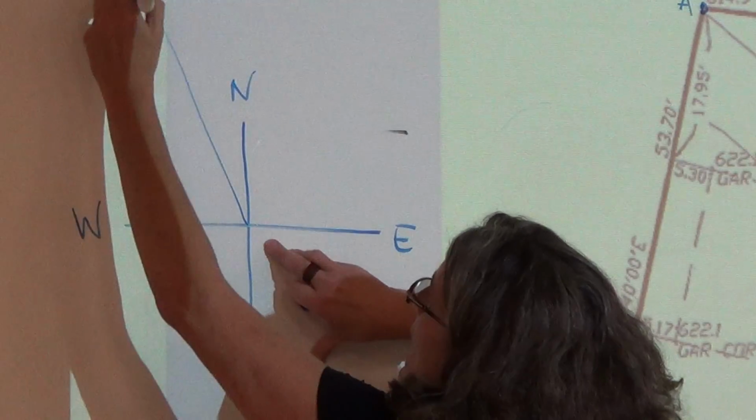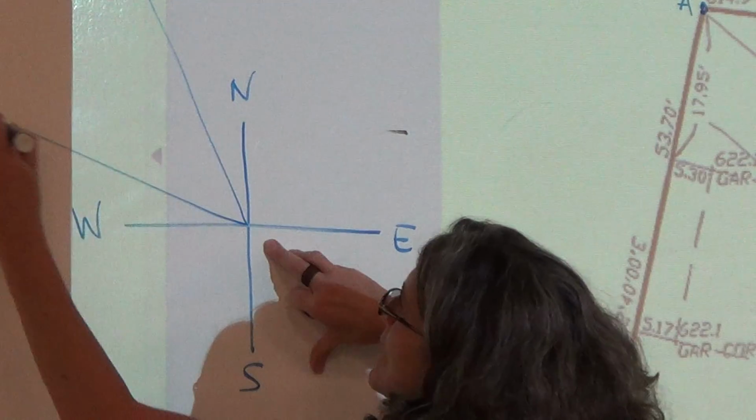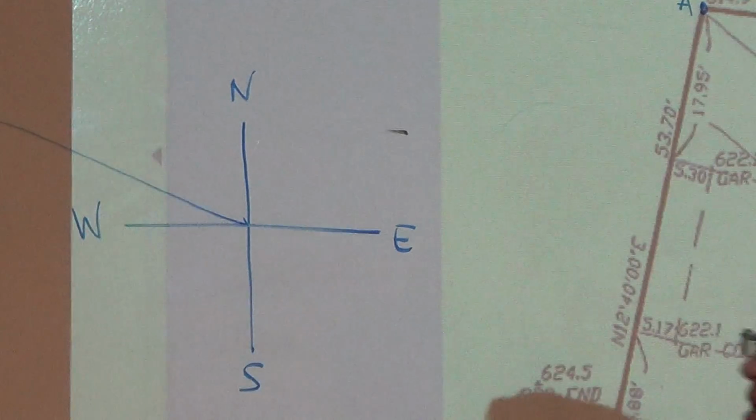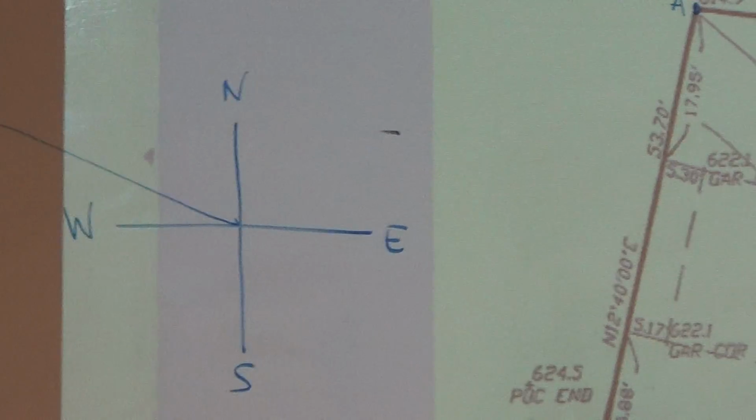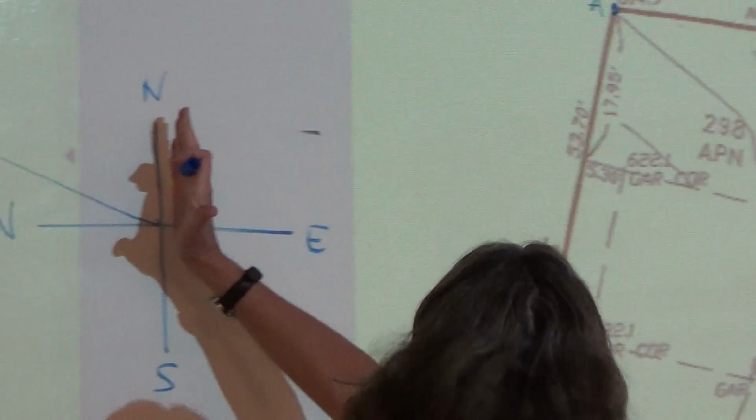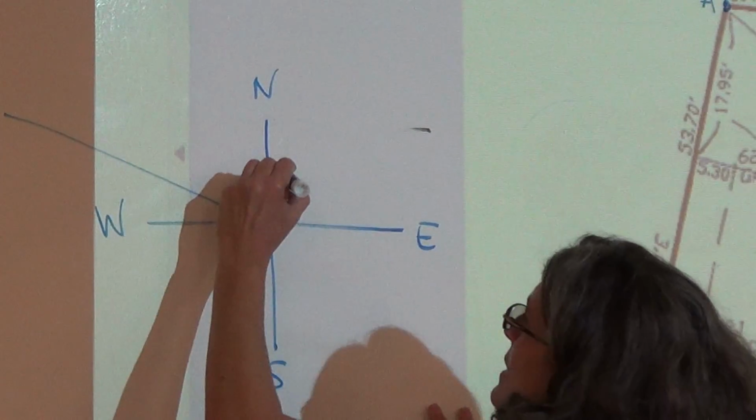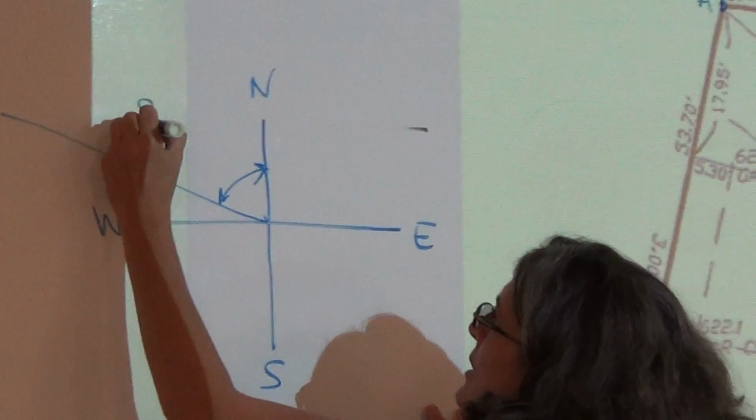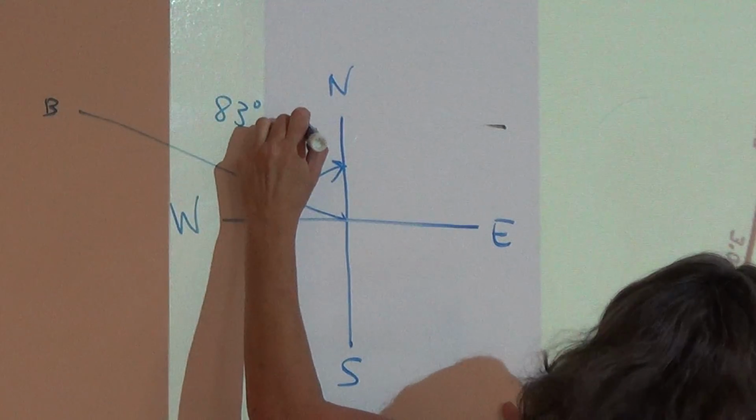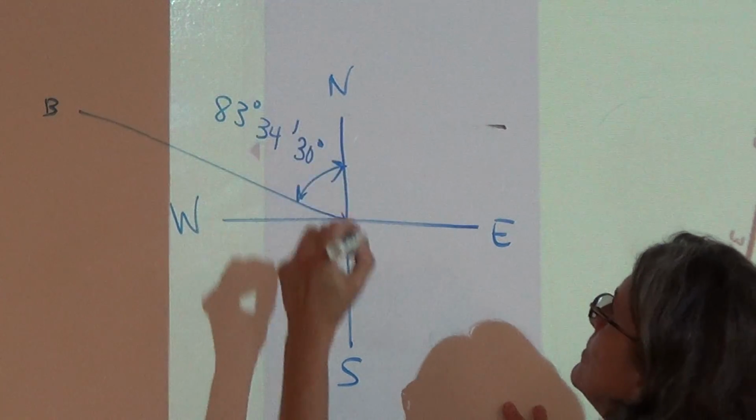Is it drawn like A, or is it drawn here? There. B. Tell me why. Because you start at north and then you move to the west. Start at north and then you go 83 degrees, 34, 30.